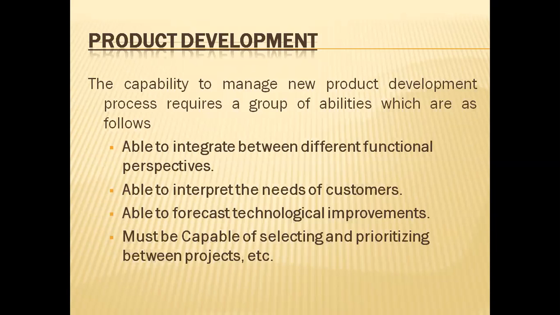Most important, the next point: you should be able to forecast technological improvements. This is very important. Technological forecast is what we are going to study in the fourth module. The company that can predict the next phase of technical development will be the successful one. And in product development, which product should be prioritized and which should be considered, that priority also should be decided. This is the most important phase.